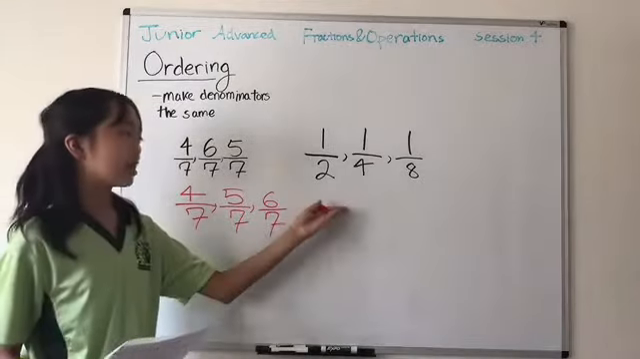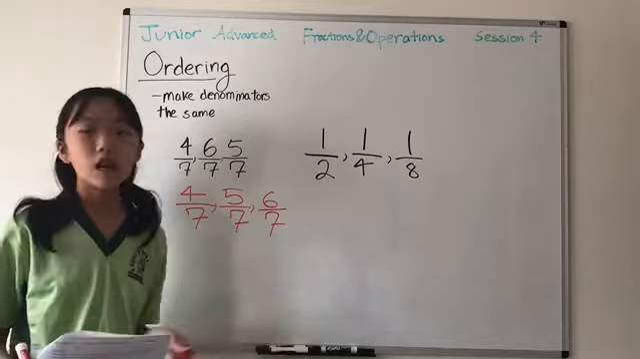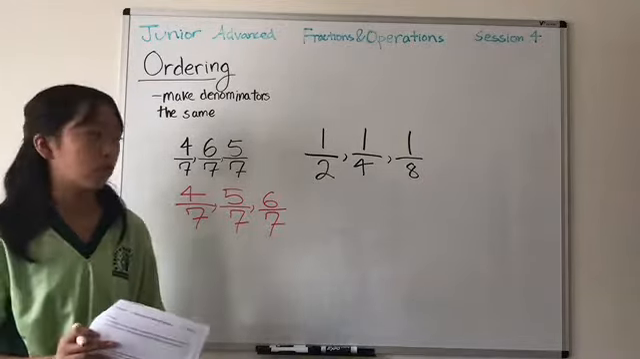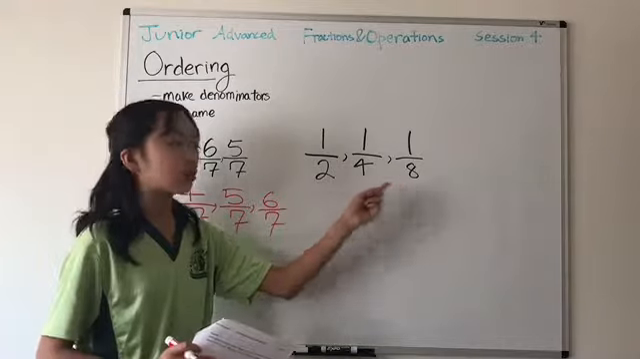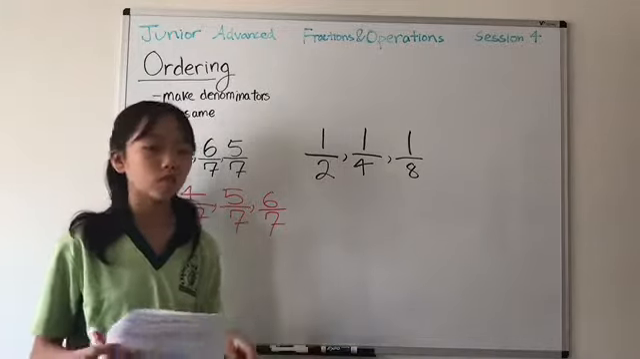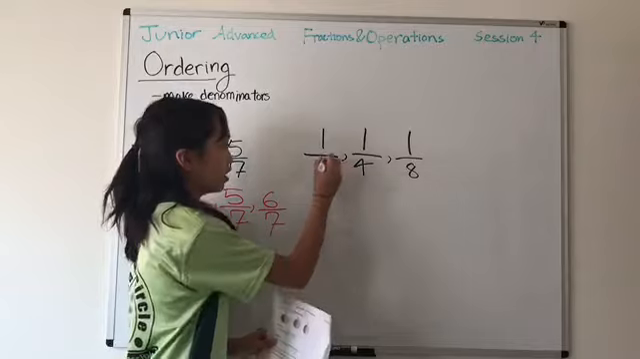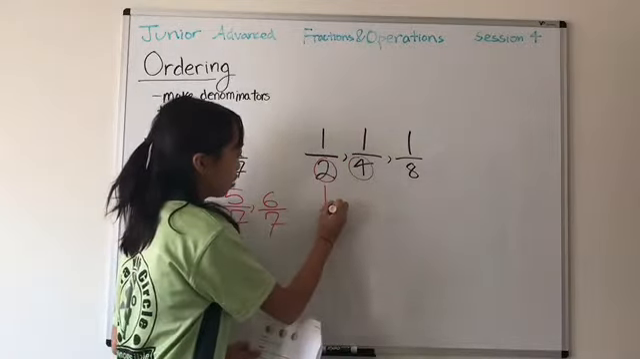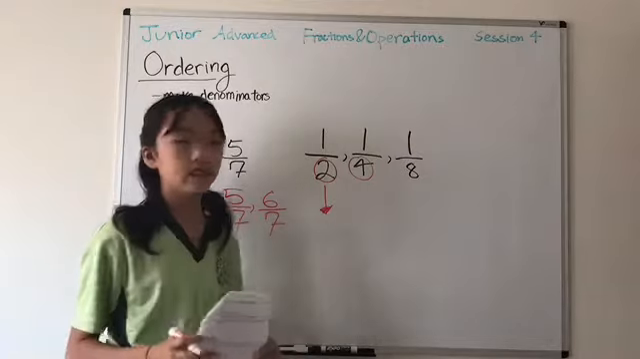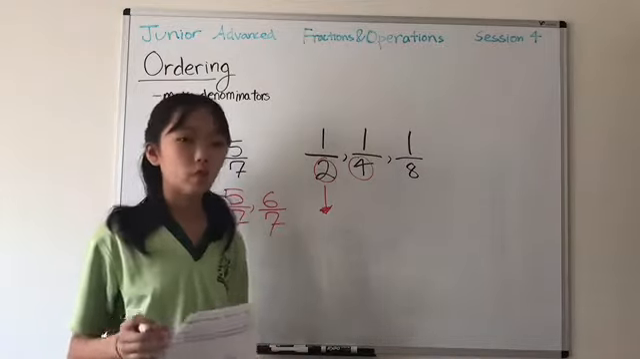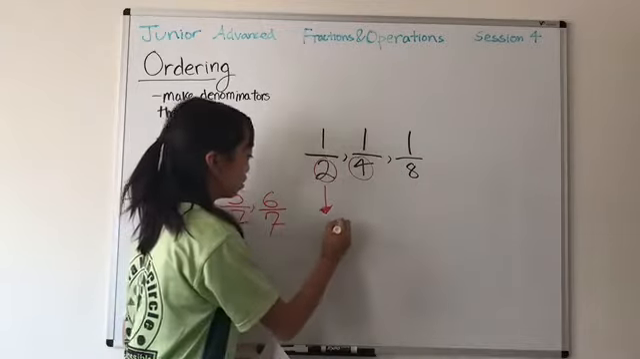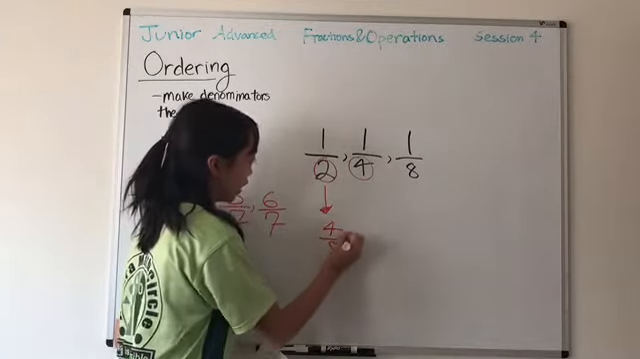Now, if you look at this example, it seems a bit tougher because all the denominators are different. So what we want to do is make them equal. So since 8 out of all of the denominators is the greatest one, then we're going to make all of these also 8. So for this first fraction, we're going to multiply it by 4 because 4 times 2 is equal to 8. So that would be 4 over 8.